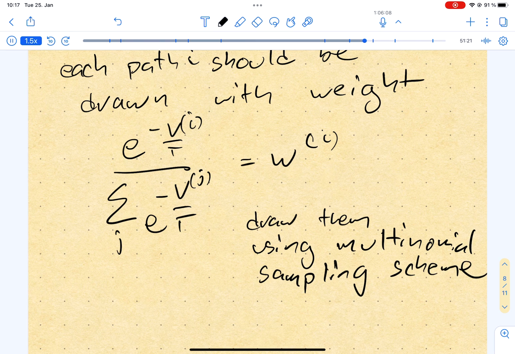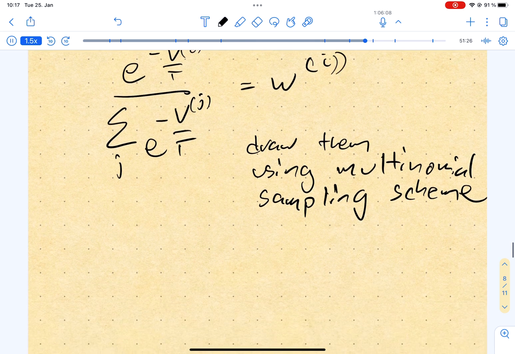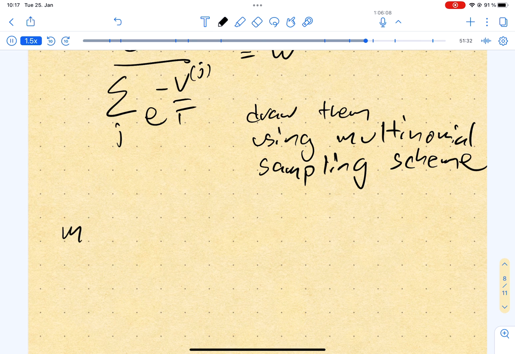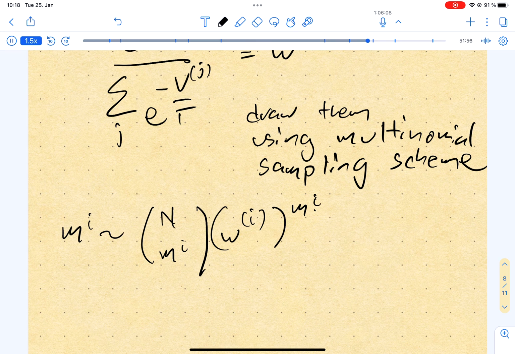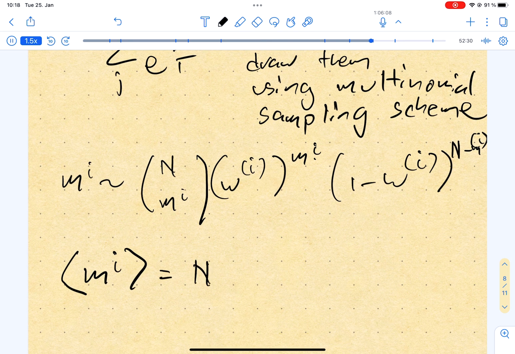So at the end, the multiplicity of path i is given by just the binomial probability. Right, and so you sample them multinomially. This isn't actually the best way to do things. All you require is that the expectation of m_i be equal to n times w_i. That's the only thing you need, to make your new multiplicity, so how many paths you end up with at a particular weight, equal to this expected weight.